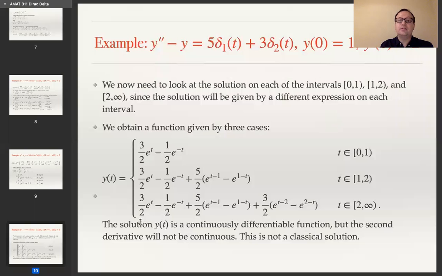And finally, as an observation, because we have such terms as these Dirac delta functions on the right-hand side, we can check that the solution y of t is continuous and its derivative is continuous, but its second derivative is not continuous. So this is not a classical solution, meaning that y double prime is not well defined at every point.